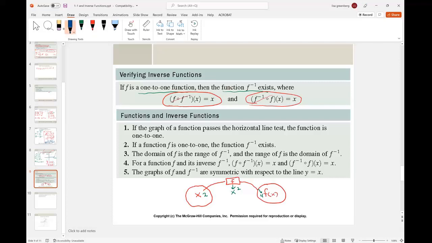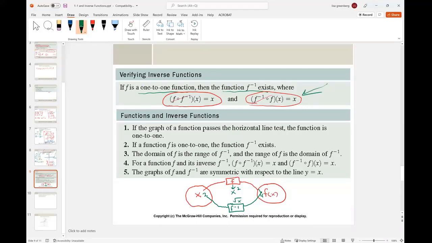So now my inverse function is basically going in reverse. I'm going to take this 4 and go through my inverse function. My inverse of x squared is the square root of x. And notice how it gets me back to exactly where I started. The square root of 4 is 2. So that's basically what these things are saying up here.